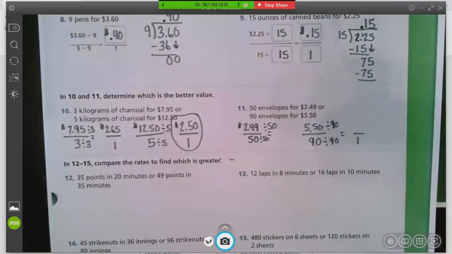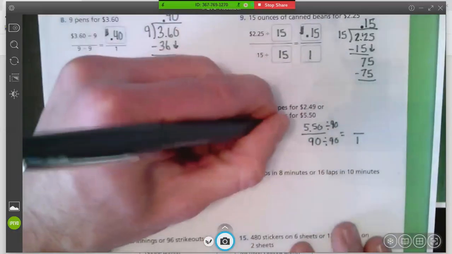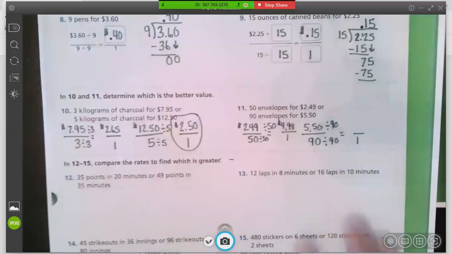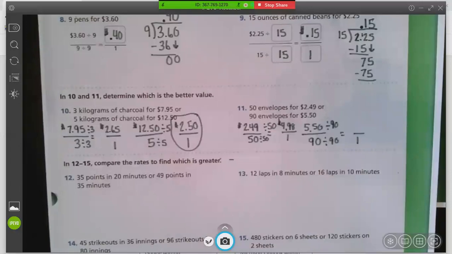Okay, so let's go ahead and look here. $2.49 divided by 50, which equals $4.98 over 1. All right, and then we have $5.50 divided by 90. Right? $5.50 divided by 90. What did somebody get?